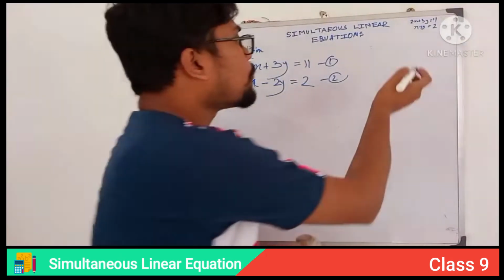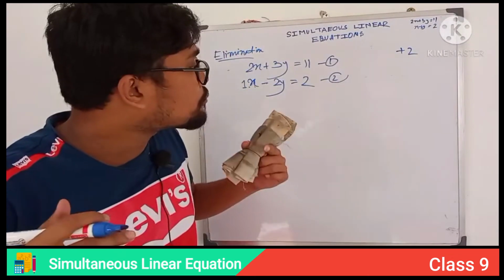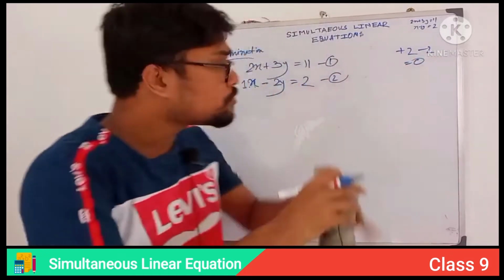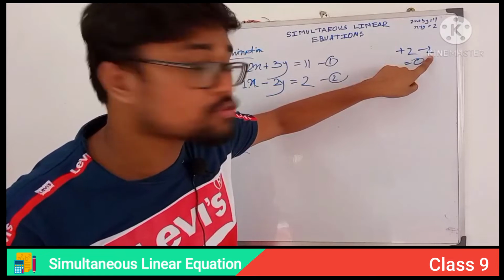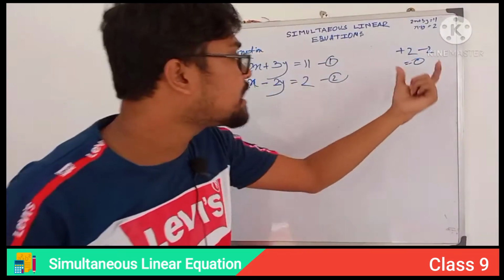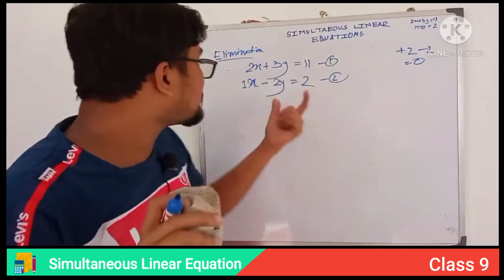That means suppose we have 2. So what will you do for getting a 0? We add minus 2, and that becomes 0. So same magnitude and opposite sign. Plus 2 is the same coefficient, the same value, but opposite in sign. Then we will get 0. Only by this method do we solve it.